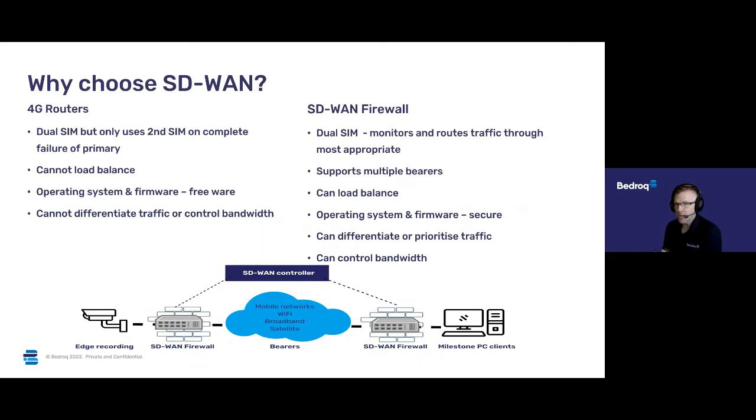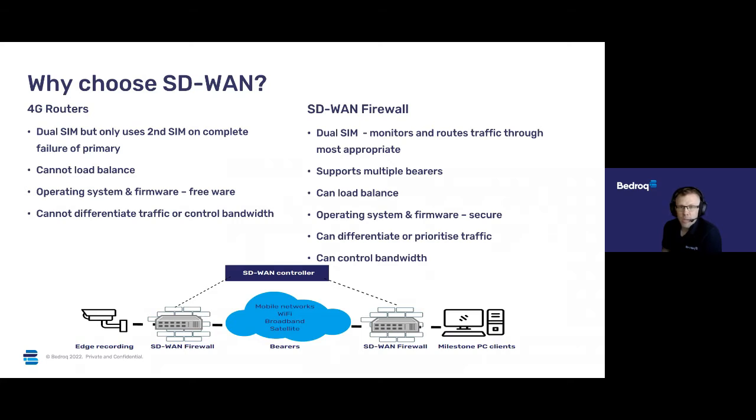And what would happen is, even if that first SIM has got a really bad signal, it will still continue to use that SIM. They can't load balance, so they can't use both those SIMs at the same time. Certainly not in an environment where you're using them encrypted with VPNs, etc. Sometimes the operating systems and firmware are based on either freeware or accessible kinds of firmware, open source type stuff. So people can have a look at that, work out where bugs are, and take advantage of that.